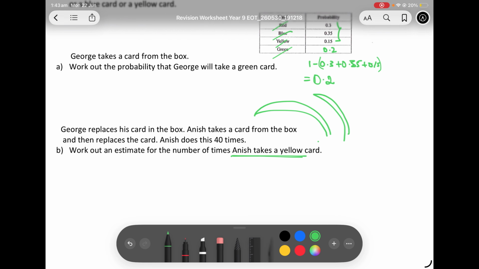It is going to be done the same way. What is the probability of a yellow card? First of all, it is 0.15. Then Anish is doing it 40 times. So you multiply by 40, and 40 times 0.15 is going to be 6. So out of the 40 times, he's going to get the yellow card 6 times when he's picking it out.